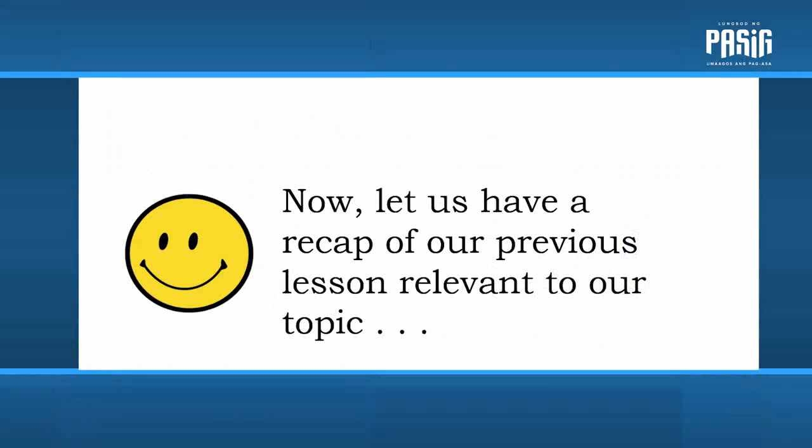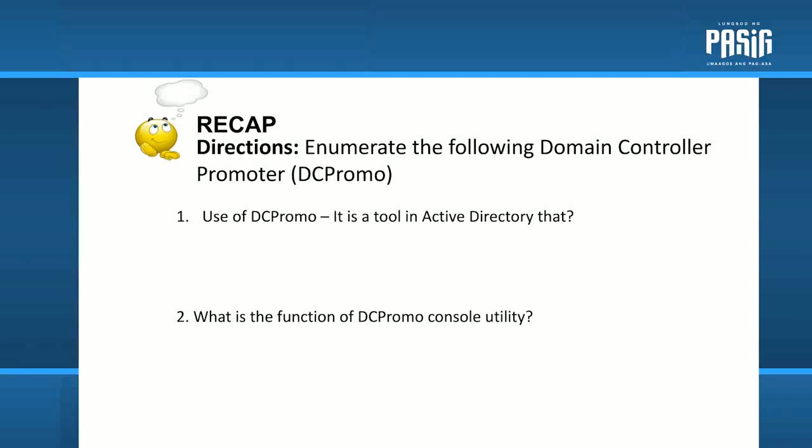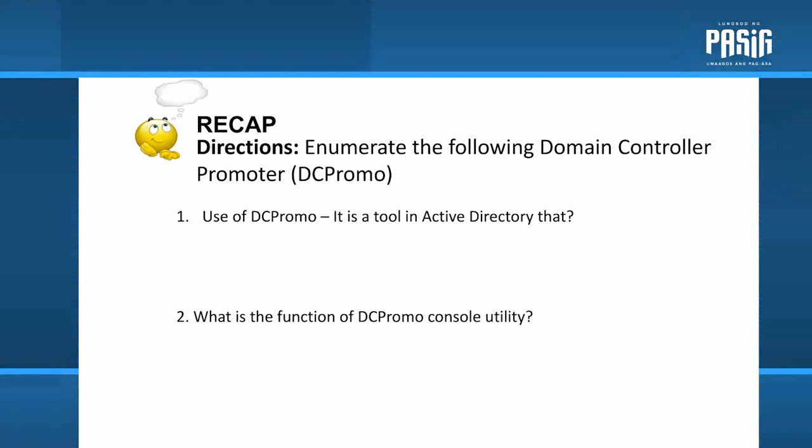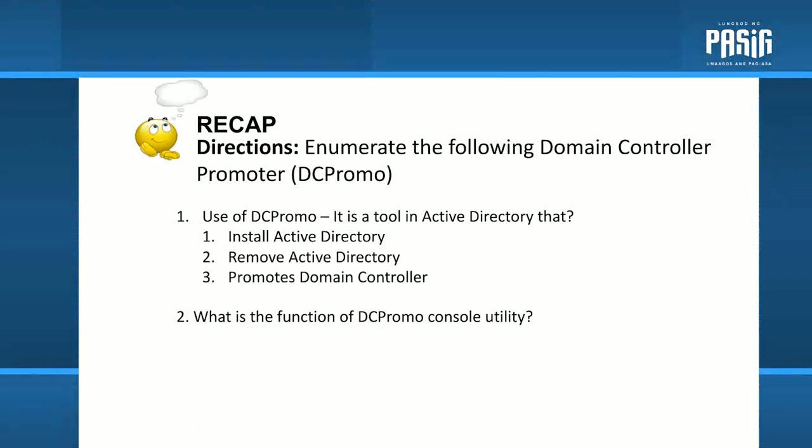Now, let us have a recap of our previous lesson relevant to our topic. Directions: Enumerate the following. Domain controller promoter, DC Promo. Question number 1. What is the use of DC Promo? The answer is, it is a tool in Active Directory that installs Active Directory. It removes Active Directory. It promotes domain controller.